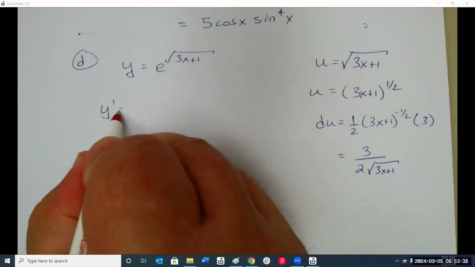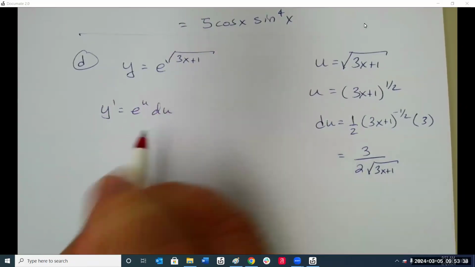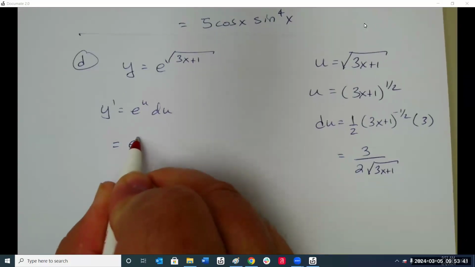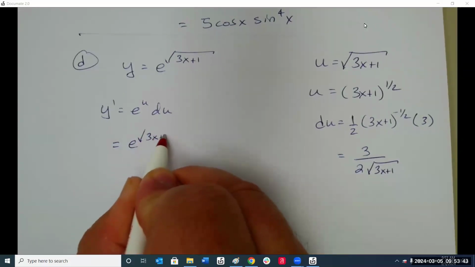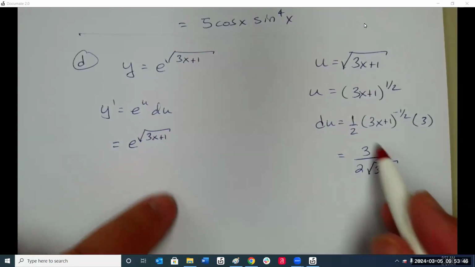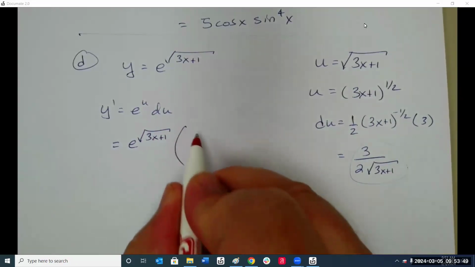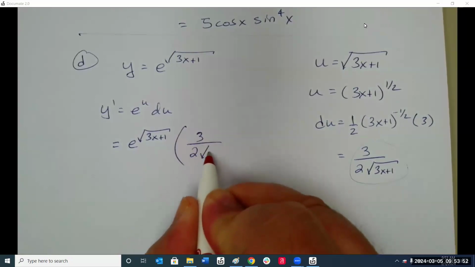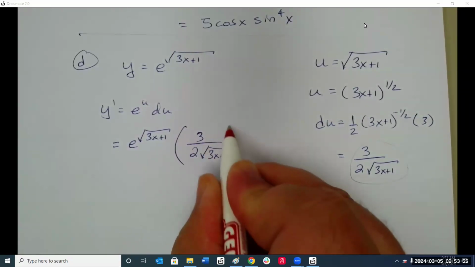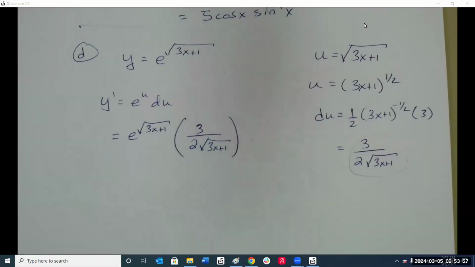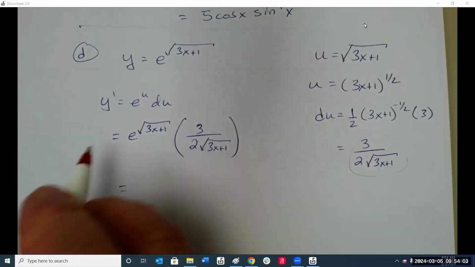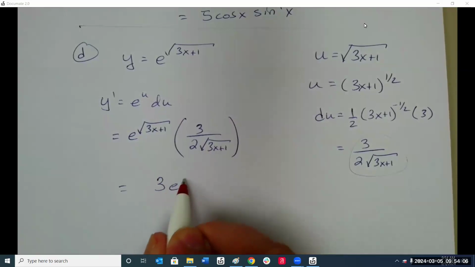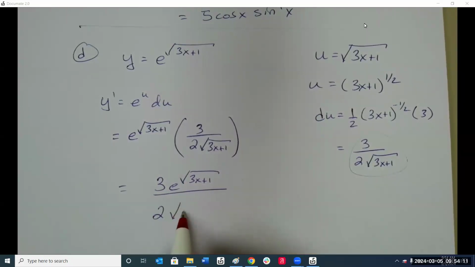The derivative goes e to the u, du. So we leave this alone, times the derivative, which is this. And there's your answer. If you want to simplify this whole thing, we have 3e to the radical 3x plus 1 over 2 radical 3x plus 1 to make it look neater.